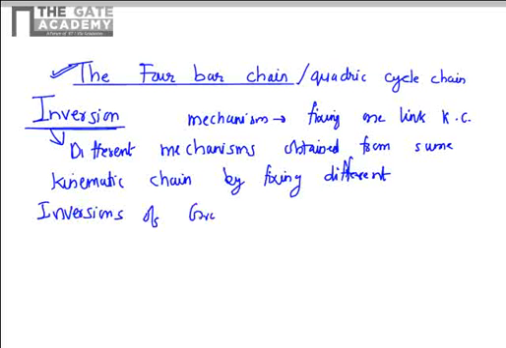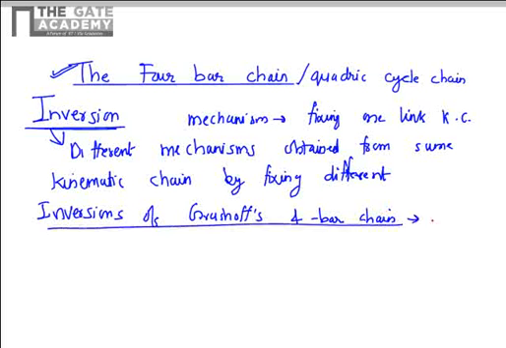Grashoff's 4-bar chain. Similarly, we have inversions of the non-Grashoff 4-bar chain and the special Grashoff 4-bar chain. So in our previous video, we saw that the 4-bar chain mechanism can be classified into 3 categories: class 1, class 2 and class 3, that is Grashoff's, non-Grashoff's and special Grashoff's.